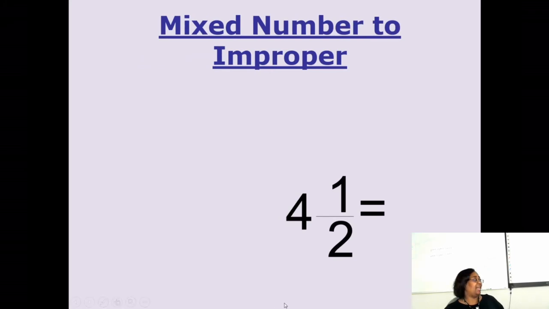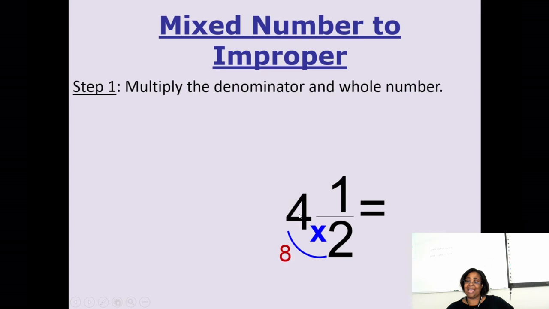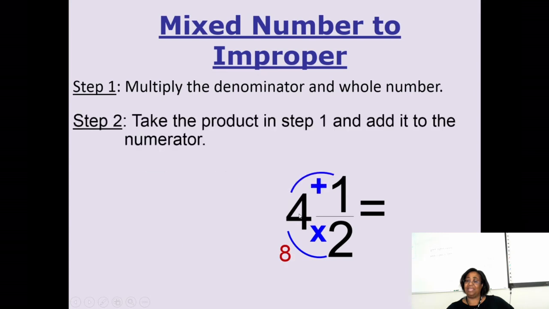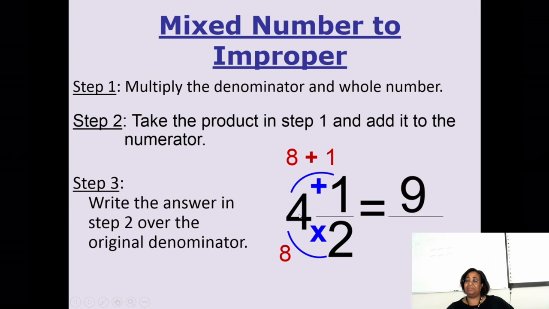Now, remember, if I have a mixed number, I need to take the denominator and multiply it by the whole number. In this case, it would be 8. I need to add the numerator to make it an improper fraction. Keep the same denominator. So don't forget what we just learned. I show you how to do this on page 2 of your packet today. Okay, on page 2.